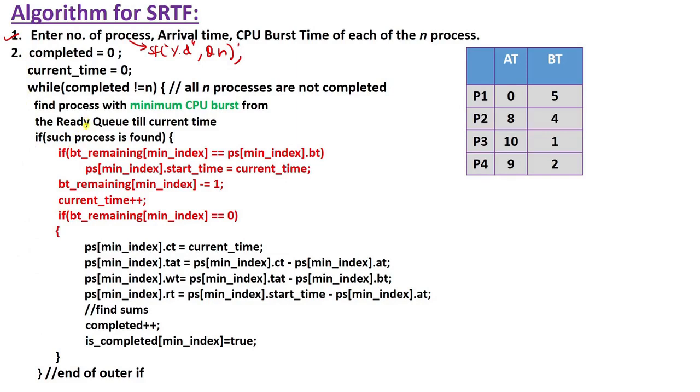Again, this code is similar to your SJF. We have taken two variables, completed and current time. The completed variable will keep track of the number of processes that have been completed at a particular point of time. Let's say at any point of time, out of these 4 processes, only 2 have been completed, let's say P1 and P3. Then the completed variable will have the value 2. The current time variable keeps track of the time at a particular point, and it will change from 0, 1, 2 and so on.